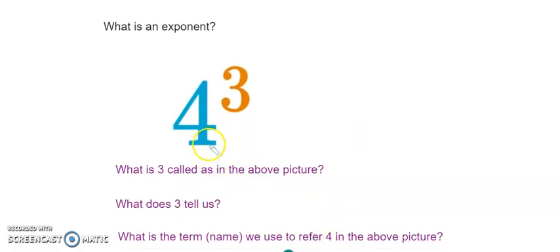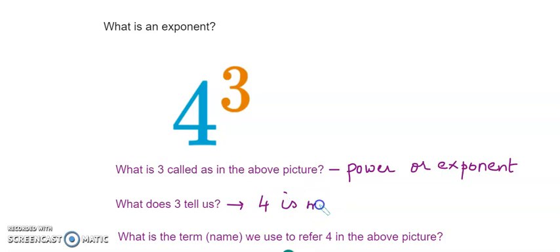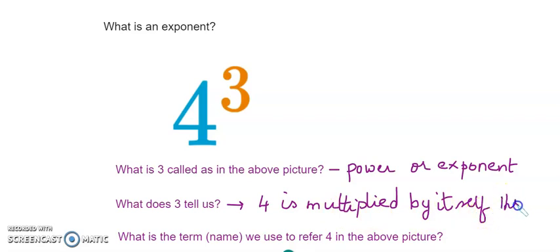Now, can you see this number 4 and 3? How do we read this? 4 to the power 3. So what is this 3 called? It's called the power or the exponent. Right? So what does the 3 tell us further? It tells us that 4 is multiplied by itself. How many times? 3 times. Means I have to multiply 4 by itself 3 times. Means 4 into 4 into 4. Correct?